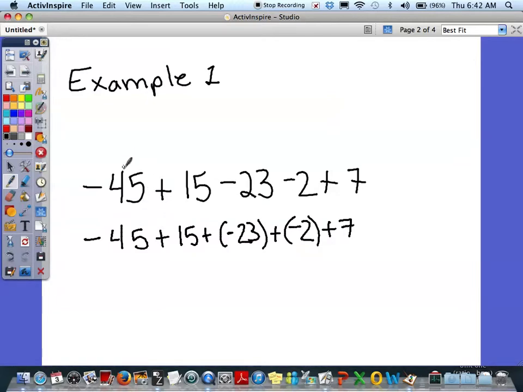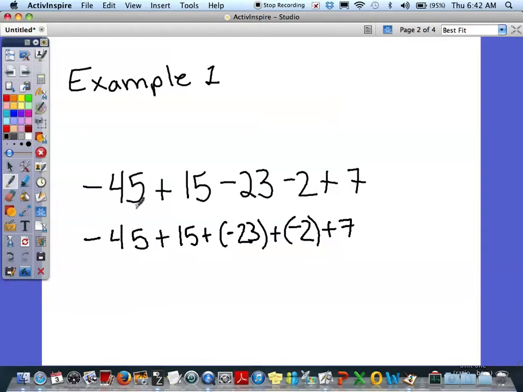A lot of people will work left to right. They'll start on the left and go, okay, what's negative 45 plus 15? Then get an answer there, and they'll keep working left to right. The way that I do it, because I think it's faster, is I do all my negative numbers and write down that one negative number. Then I do all my positive numbers and write down that one positive number. Let me demonstrate my method.